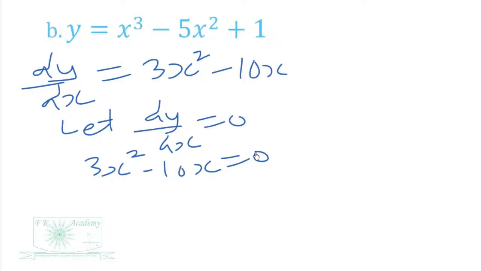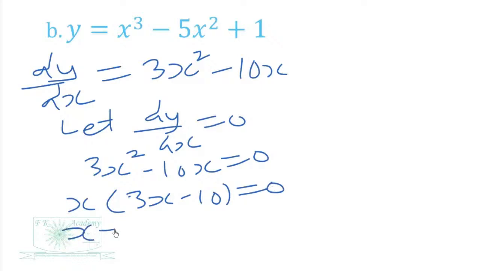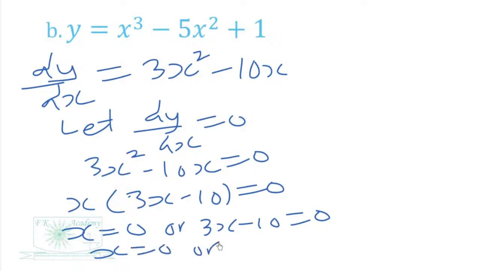So when we factor x, we will obtain x(3x minus 10) is equal to 0. We have either x equals 0 or 3x minus 10 equals 0. Dividing through by 3 for the second factor, 3x will be equal to 10. Dividing through by 3, we obtain x to be equal to 10 over 3.